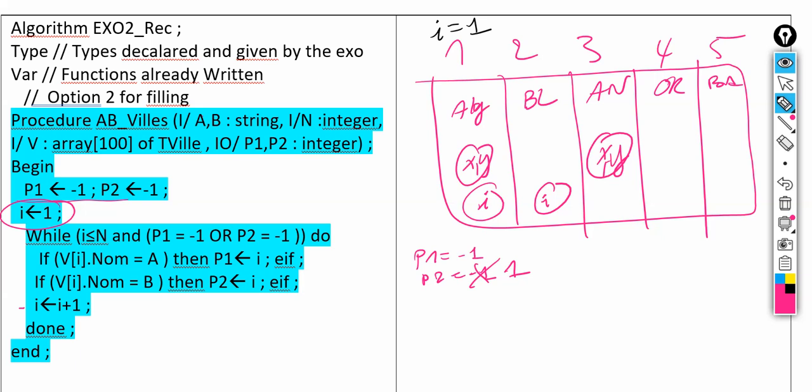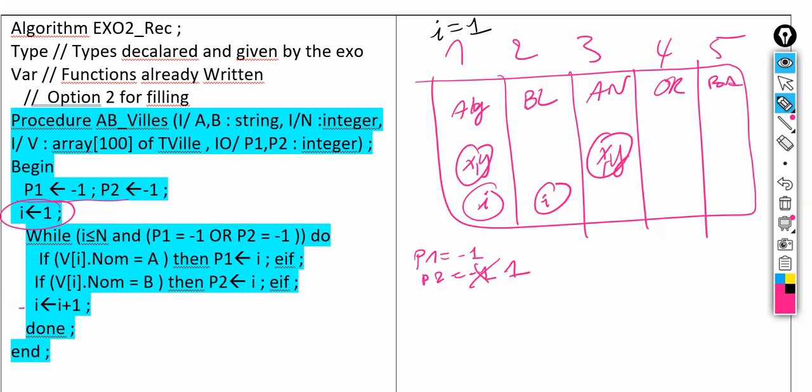So loop again. So when we loop, what do you have here? You have 2. 2 is less or equal than 5 because you have 5 towns. And P1, is P1 equal to -1? Yes, this is true. And you have or P2 equal to -1. Is P2 equal to -1? No. P2 is 1. I have modified it because I have found the town B, which is Alger. Okay. So you have true or false. True or false gives you true. True and true gives you true. So you enter the loop.